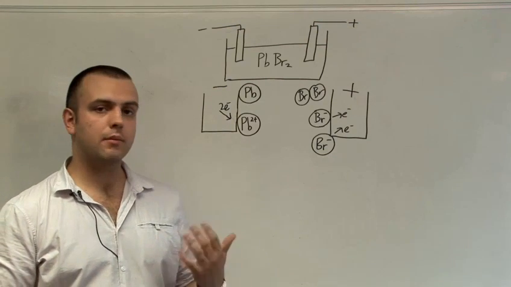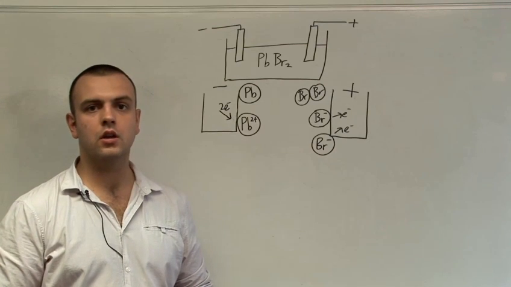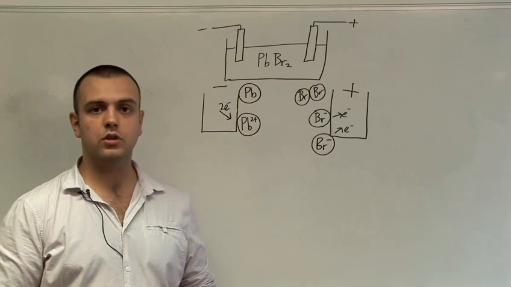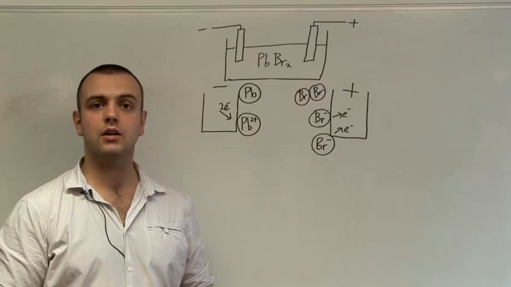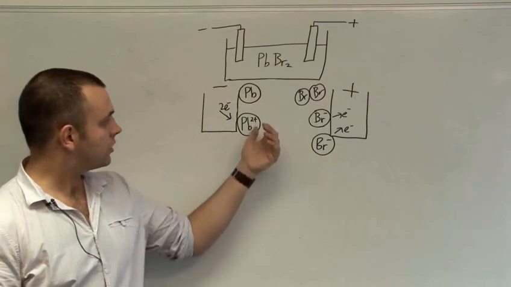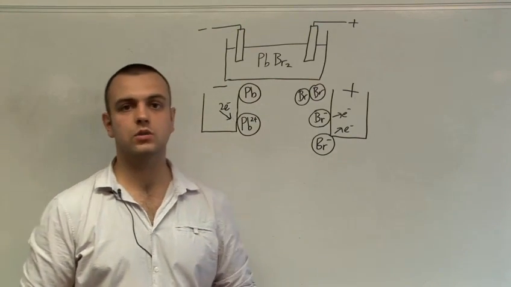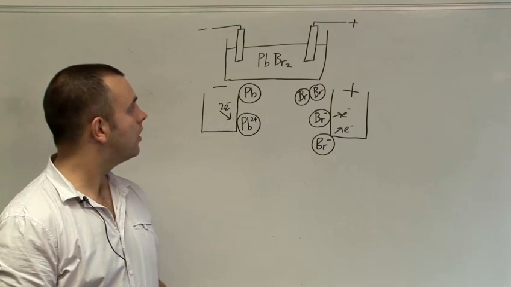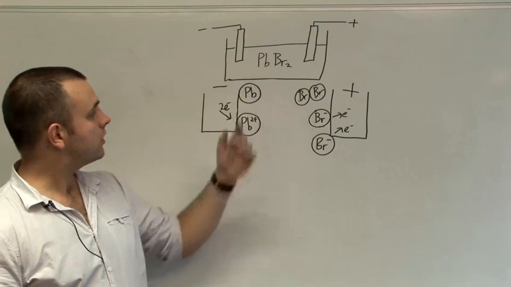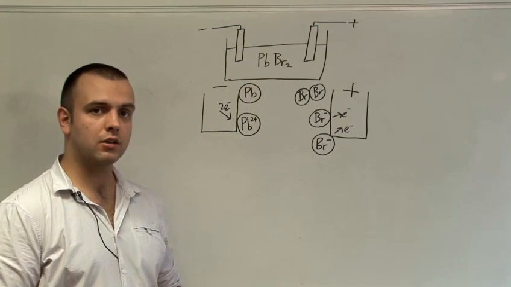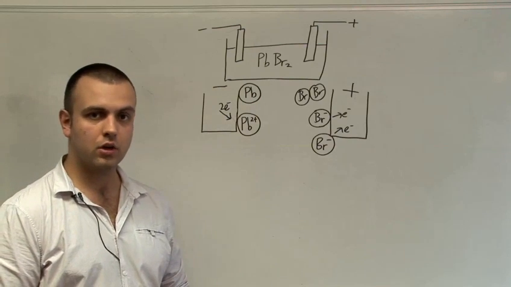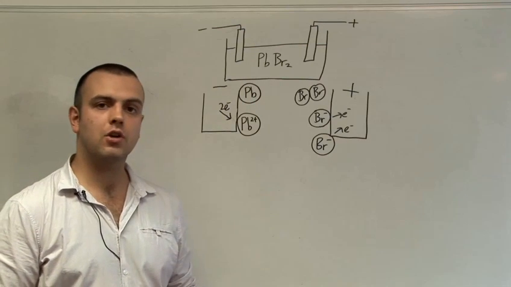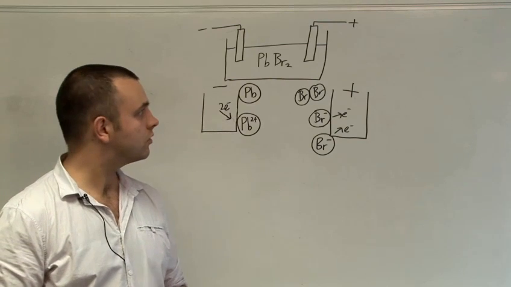Let's look at a simple example, the electrolysis of lead bromide. Lead bromide, when it becomes molten, is almost completely ionized. It turns into lead ions, which have a charge of 2+, and bromide ions, which have a charge of -1. When an electrical current is passed through it, the positive lead ions are attracted to the cathode, the negative electrode, and the negative bromide ions are attracted to the anode, the positive electrode.